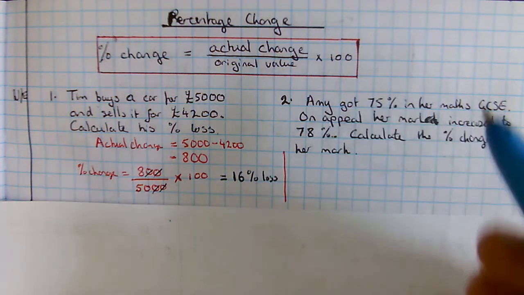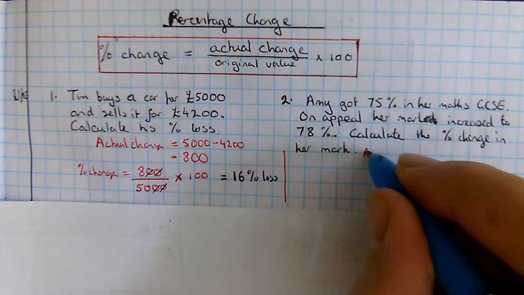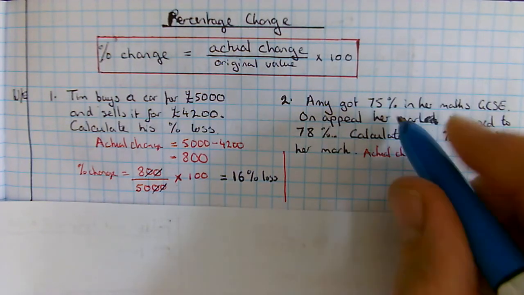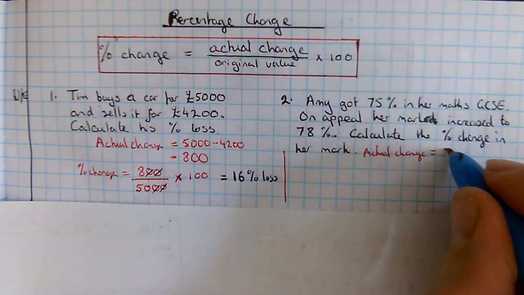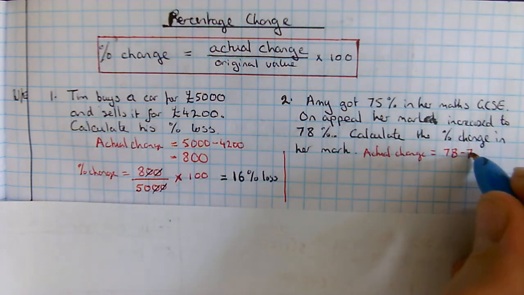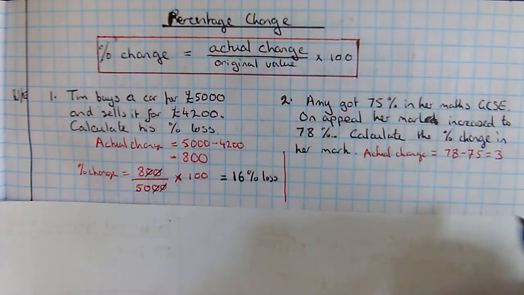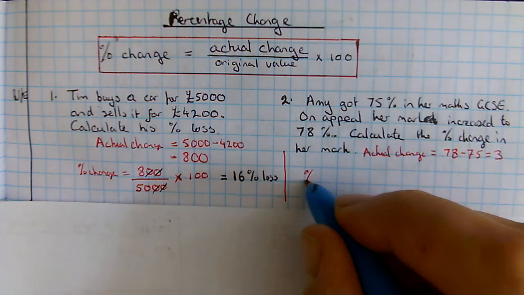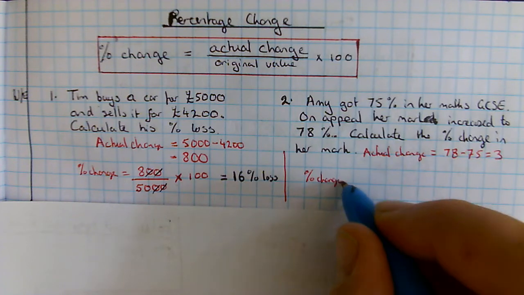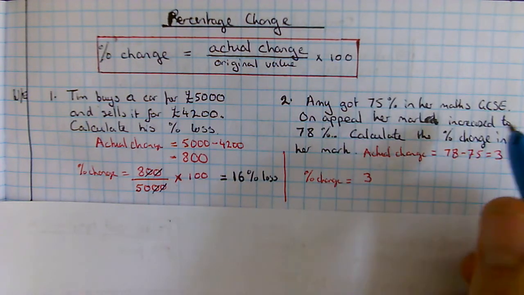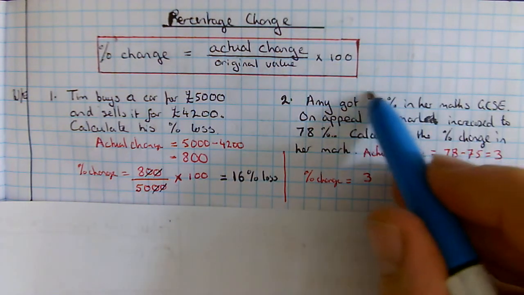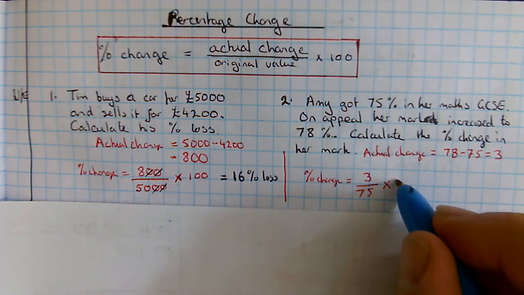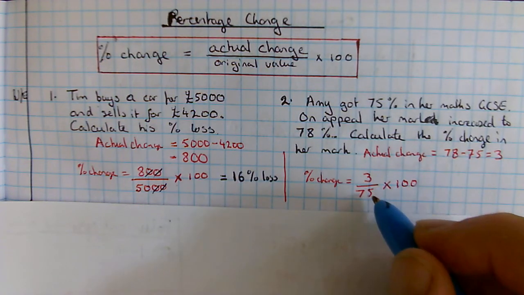So we do it in exactly the same way. The actual change is the difference between 75 and 78. So 78 take away 75, which is 3 marks. So the percentage change is 3 divided by her original mark, which was the 75, times by 100.